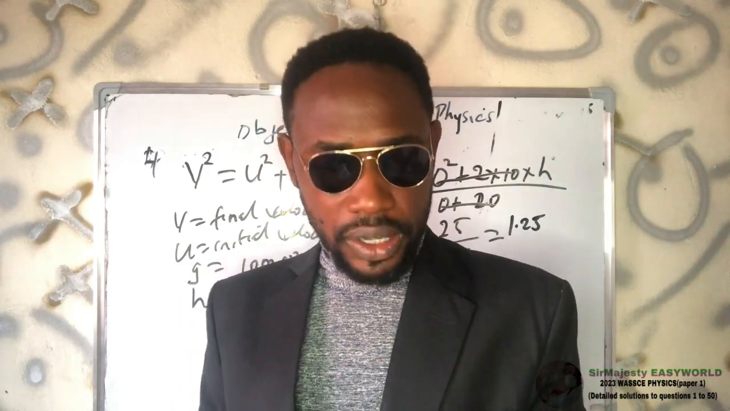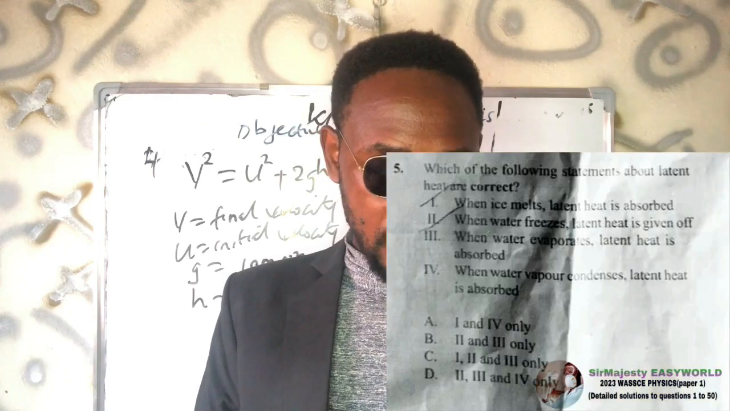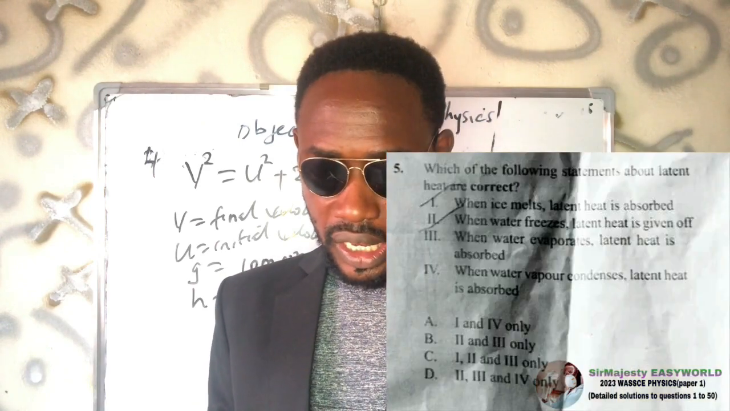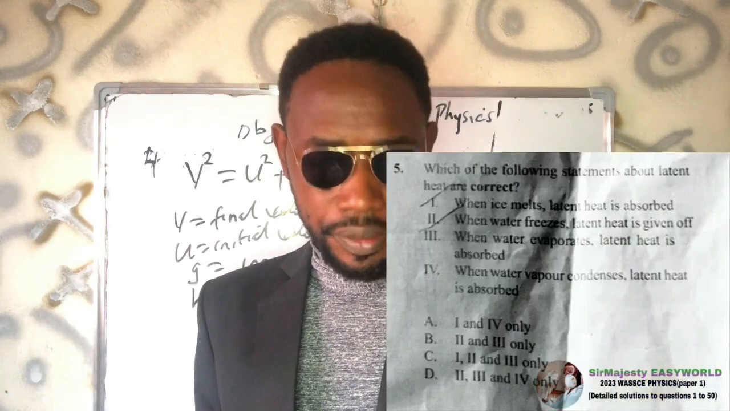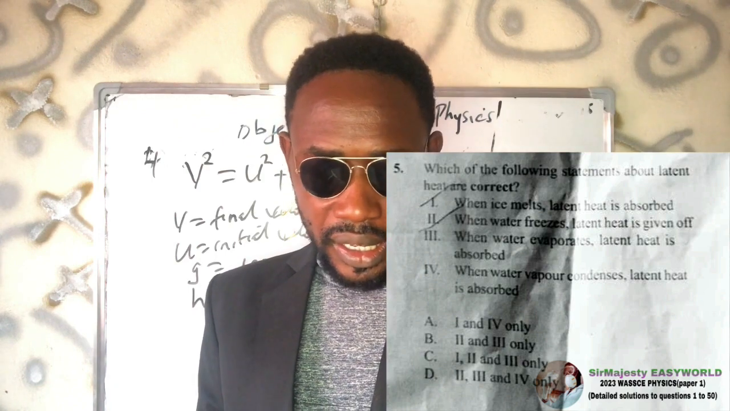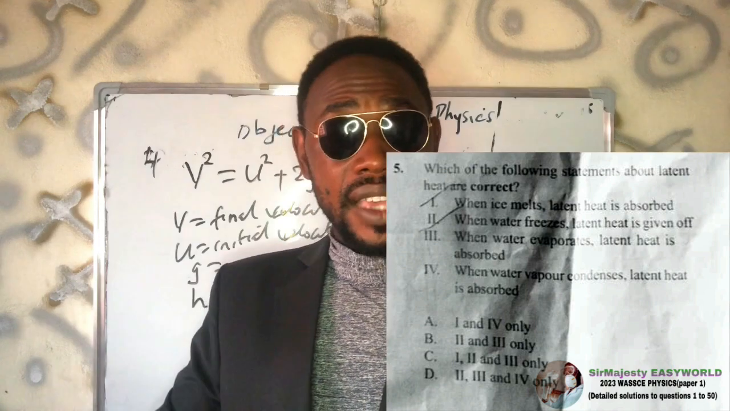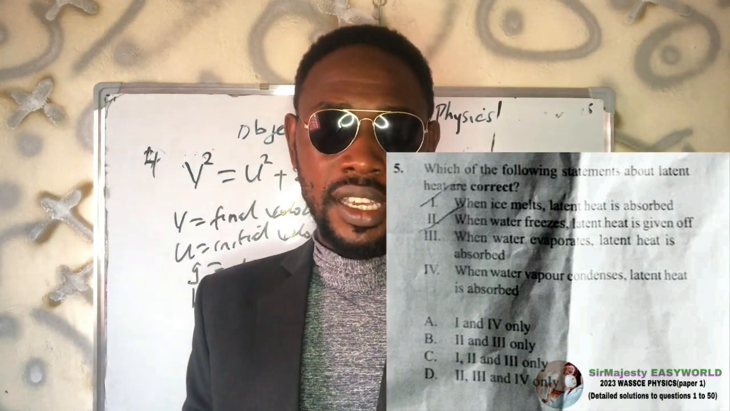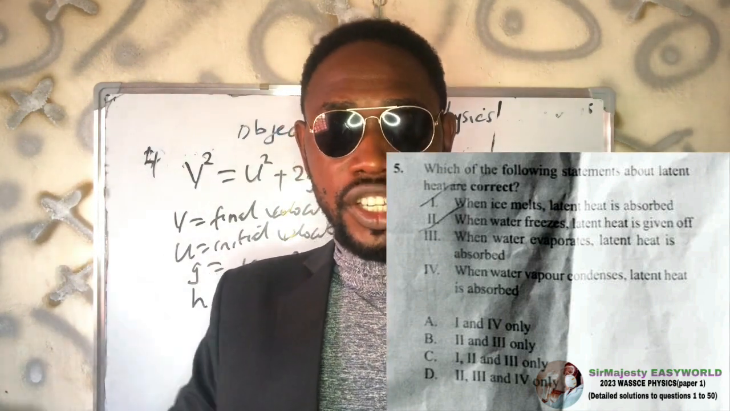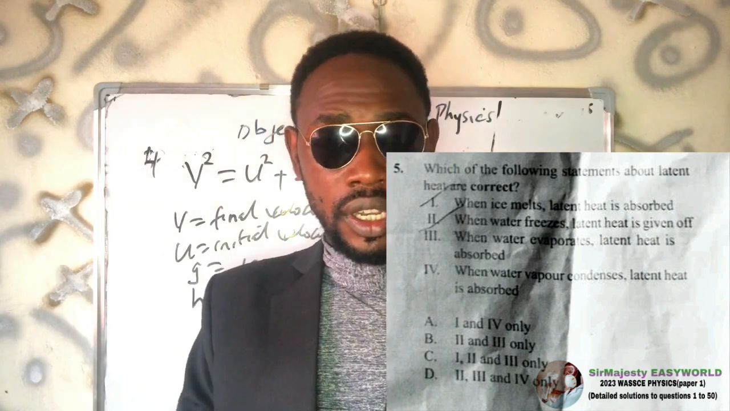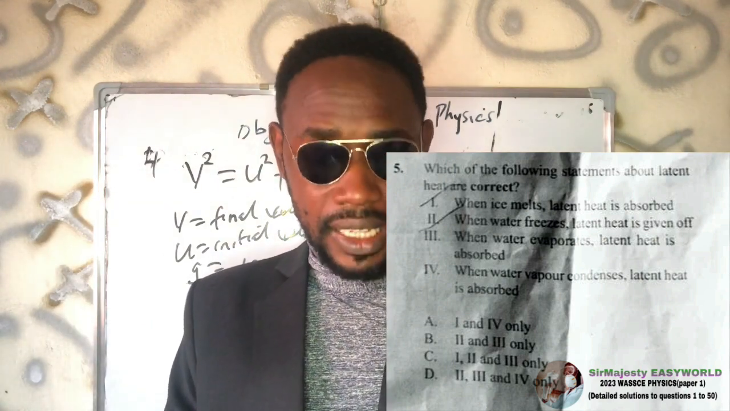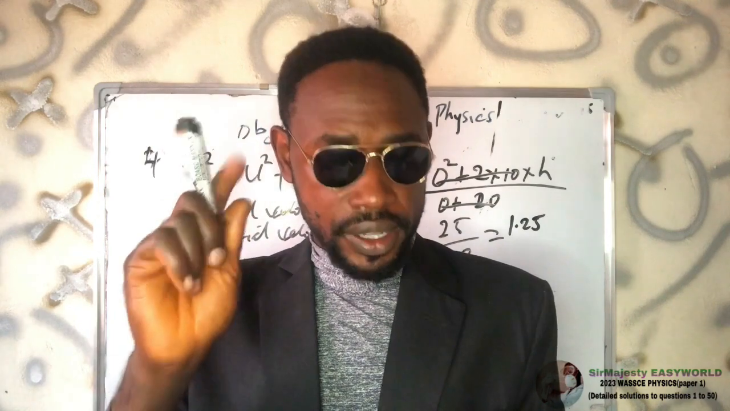Simple. So let us see their statements. They ask which ones about latent heat are correct. So when ice melts, latent heat is absorbed. Ice melting. Remember what I said. Melting means changing from solid to liquid. So latent heat is absorbed. That is a very correct statement.